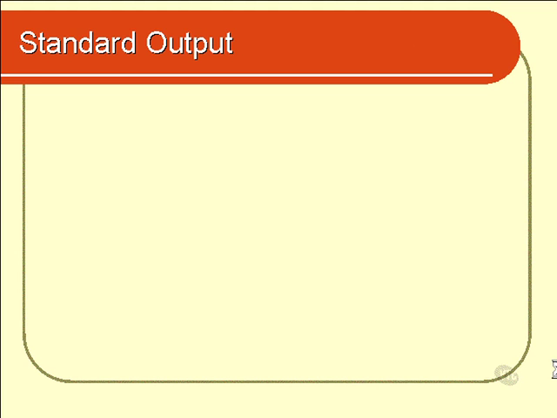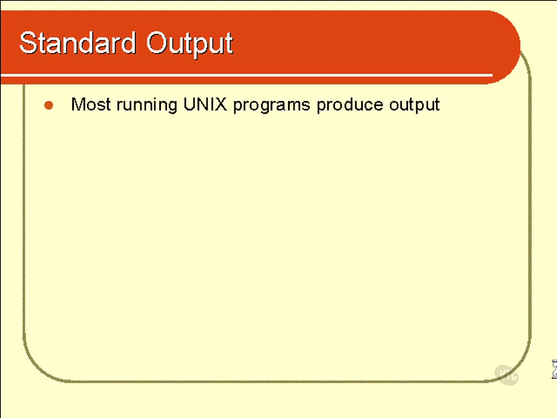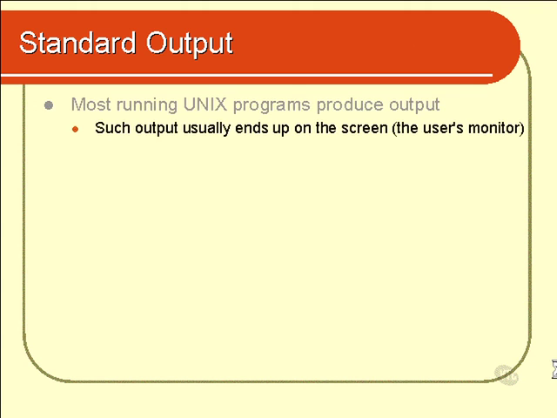In order to understand redirection and piping, we have to have some notion of what standard output is. You could say that most running Unix programs produce output. So what is output? Output is typically what you see printed on the screen by the program. Let's look at a program that produces output and look at a program that does not produce output.